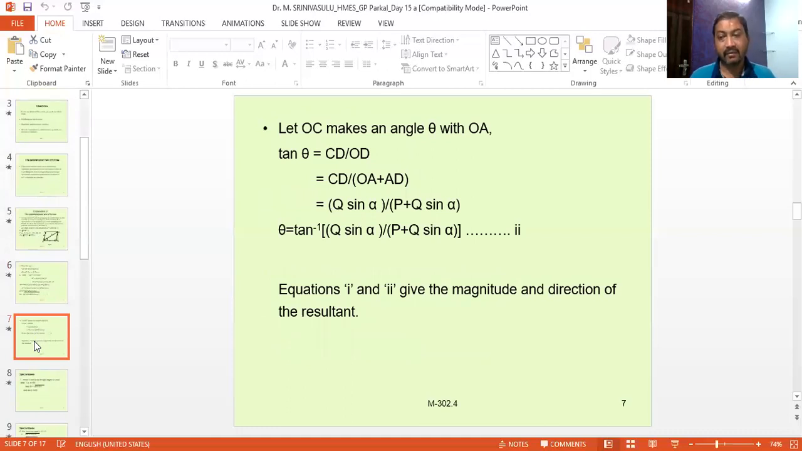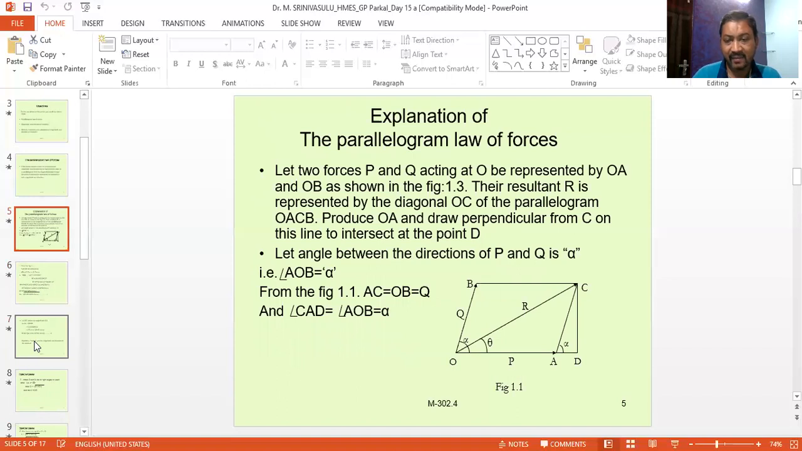Now we have to find out the direction. So we assumed the resultant is making some angle theta with OA, that is the horizontal. Now we have to find that angle. We can find any angle by using any trigonometric equation, but it is easy to find by using tan theta. So in this triangle OCD, tan theta is equal to CD by OD.